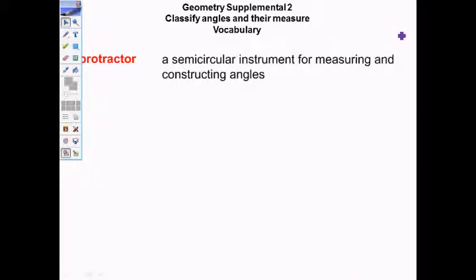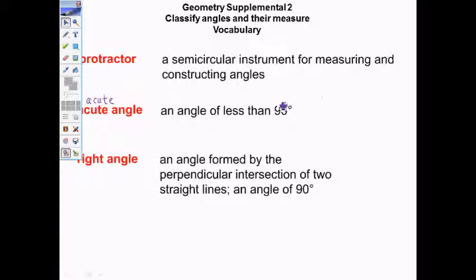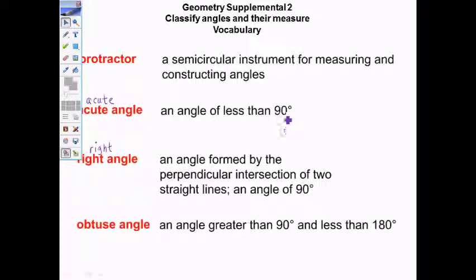Okay, so protractor is a semicircular instrument for measuring and constructing angles. An acute angle is any angle less than 90 degrees. You can remember this because they're little, they're cute. Little things are cute, like little puppies and little kittens. And a right angle is exactly 90 degrees. And an obtuse angle is anything greater than 90 but less than 180.